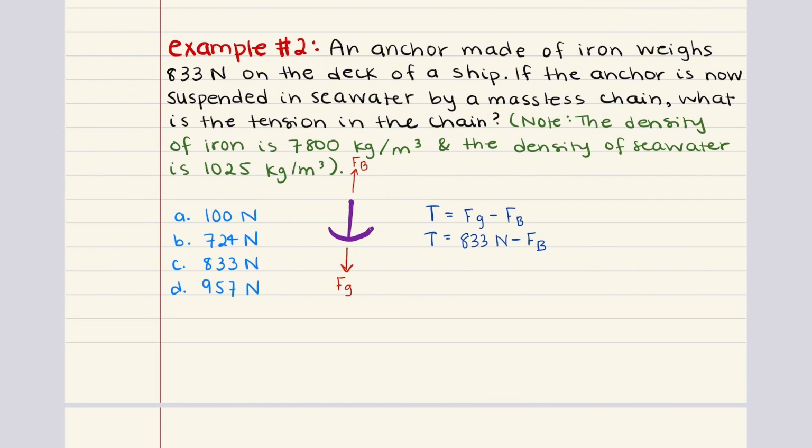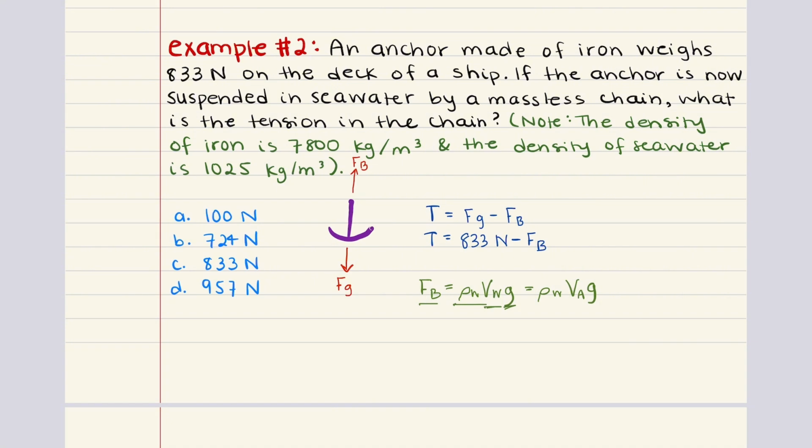Our goal is to figure out the buoyant force so we can plug it into this equation and calculate the tension in the chain. Now, the buoyant force is given by Archimedes' principle, which states that the buoyant force equals the weight of the fluid displaced by the object. So the buoyant force is equal to the density of seawater multiplied by the volume of water displaced by the anchor multiplied by acceleration due to gravity.